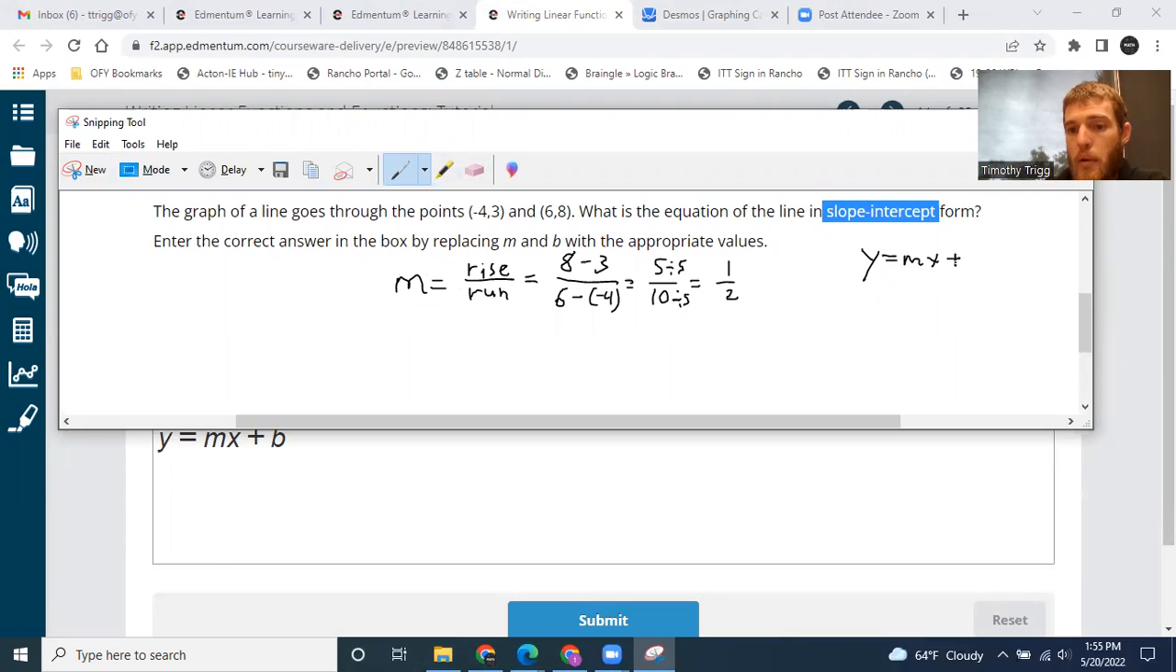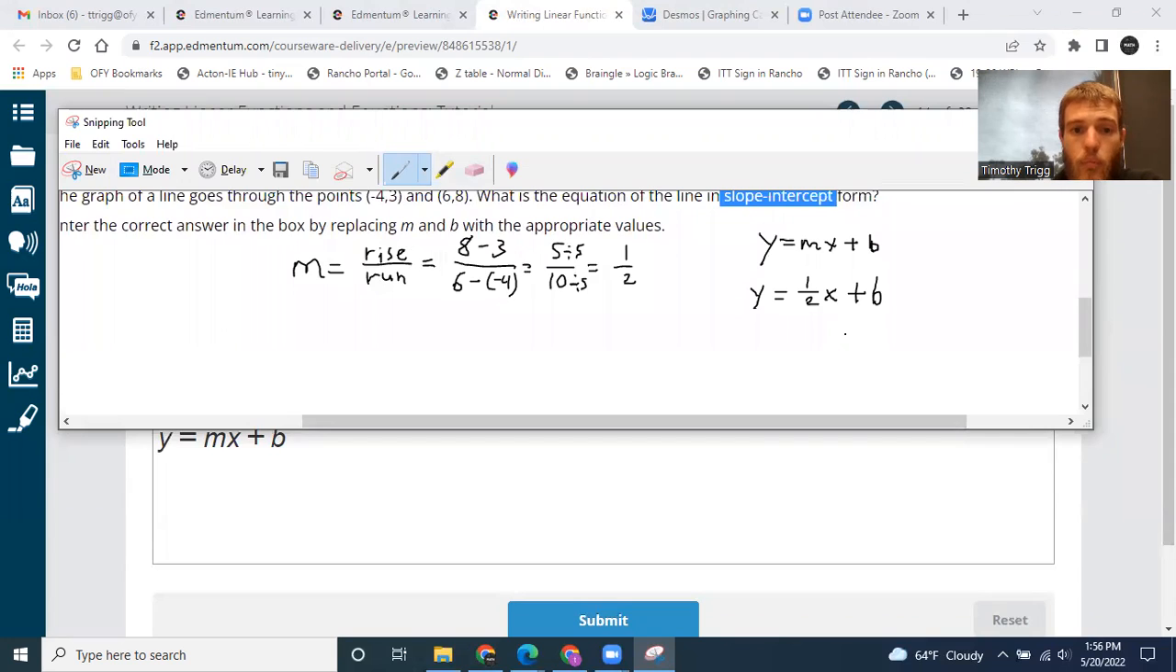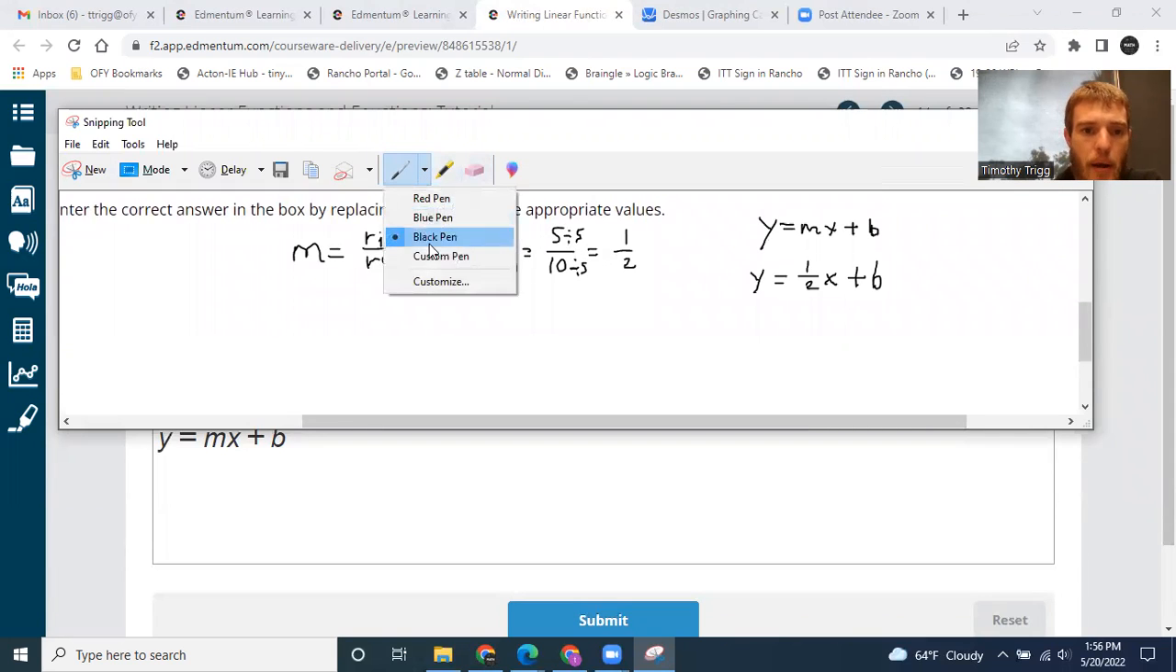Remember, our form is y equals mx plus b, our slope-intercept form. Now we know our m, it's 1/2. So y equals 1/2 x plus b, but we don't know b yet. I'll continue to write b for now, but we want to figure out what that b is. I hope you're writing down everything I write because that'll help it make a lot more sense.